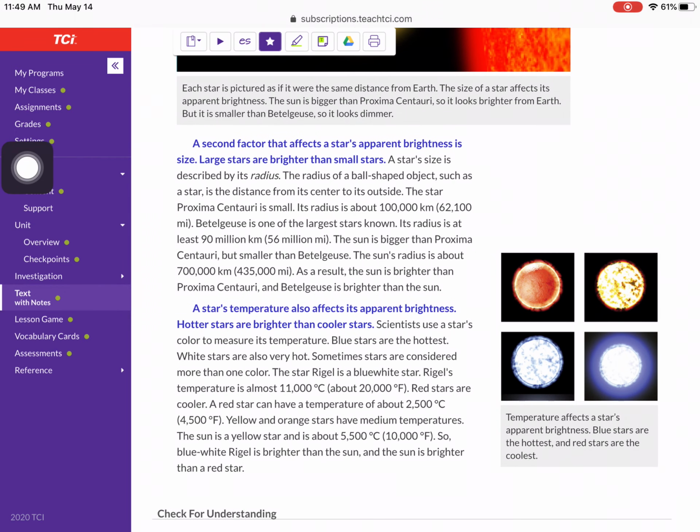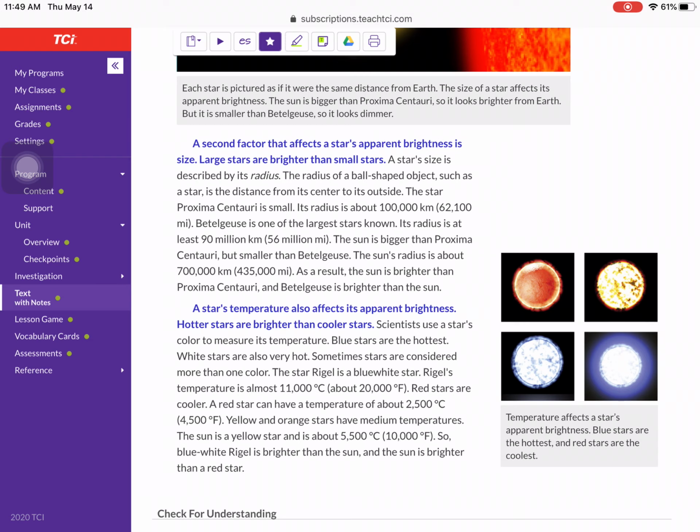Next paragraph. A second factor that affects a star's apparent brightness is size. Large stars are brighter than small stars. A star's size is described by its radius. The radius of a ball-shaped object, such as a star, is the distance from its center to the outside. The star Proxima Centauri is small. Its radius is about 100,000 kilometers, or 62,100 miles. Betelgeuse is one of the largest stars known. Its radius is at least 90 million kilometers, or 56 million miles.